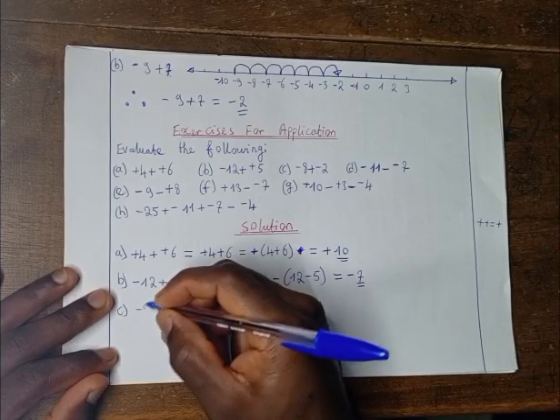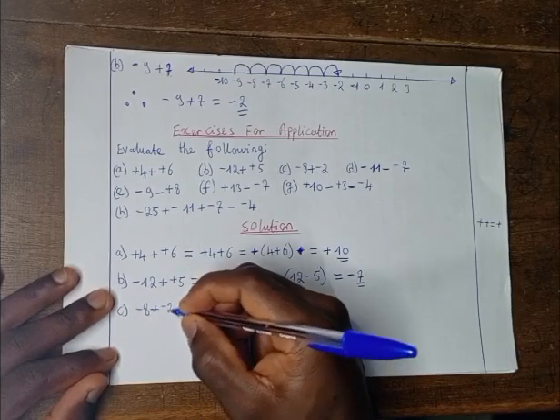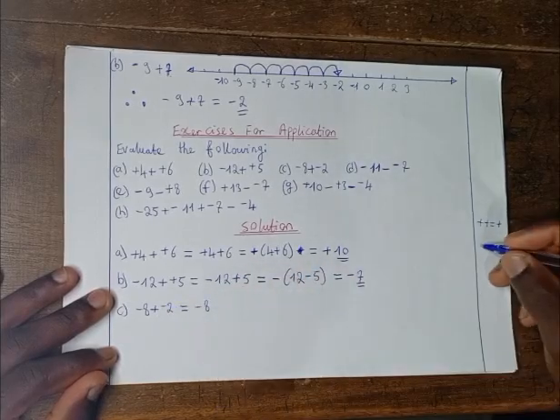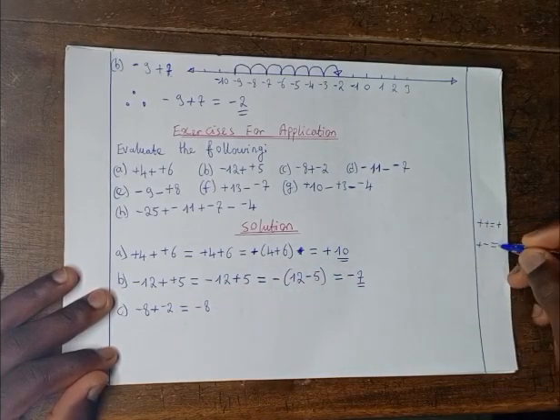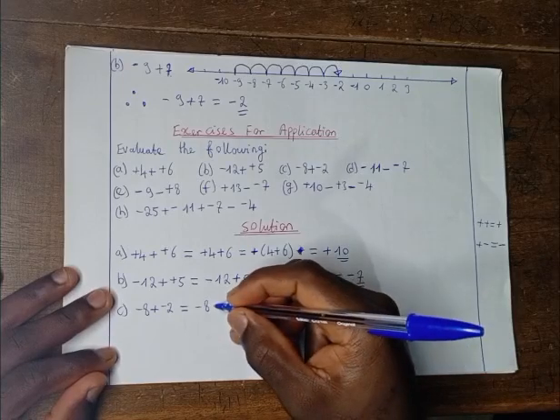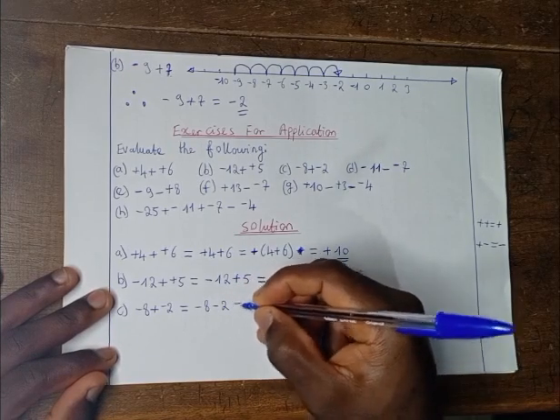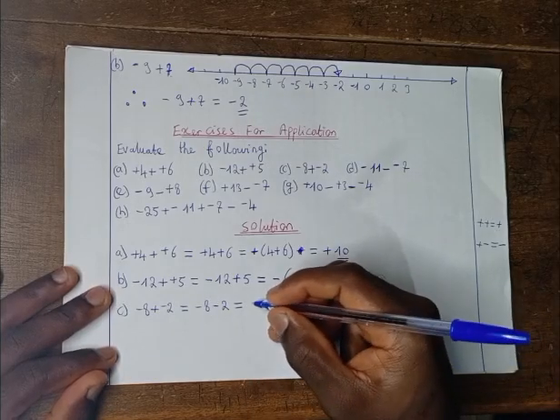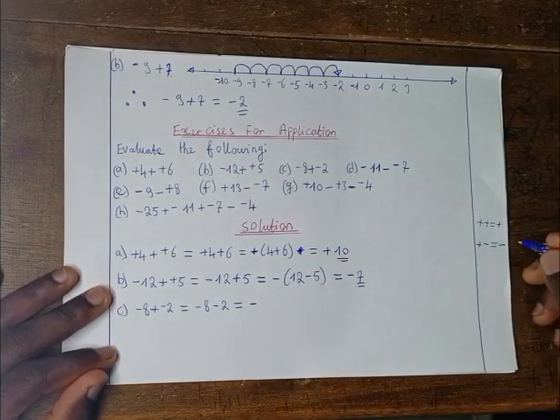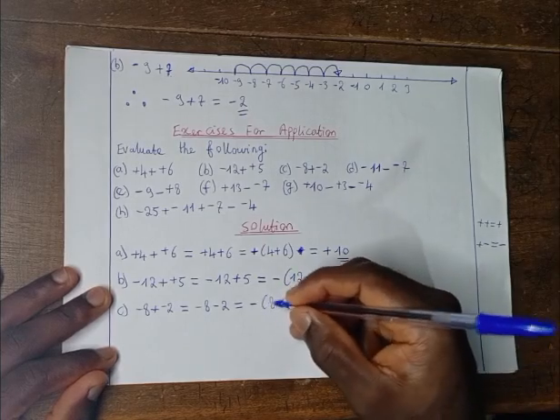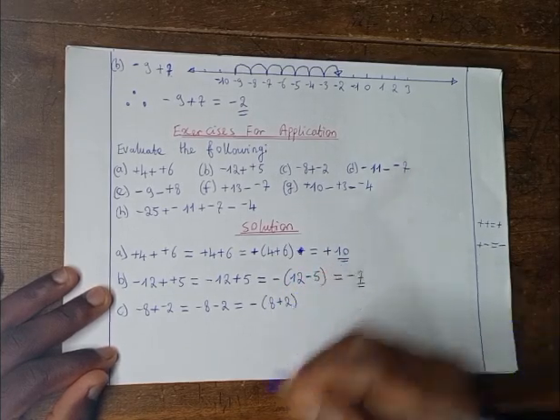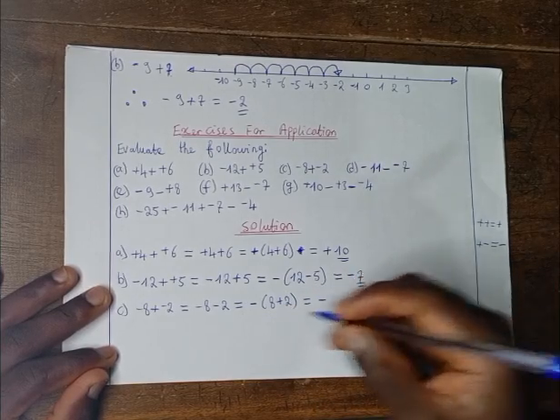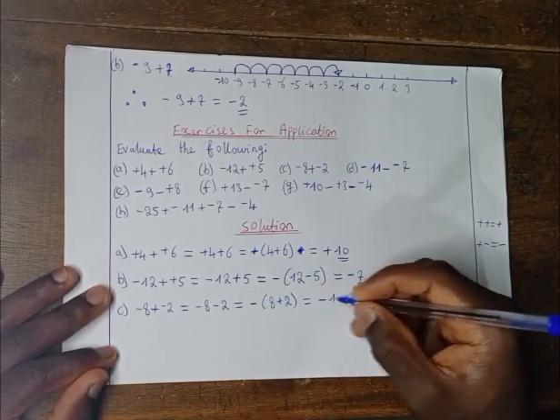Question C, we have negative 8 plus negative 2. This will simply be equal to negative 8. Here we have positive negative. Positive negative, the resulting sign will be negative. So negative 8 minus 2, which will simply be equal to, the negative sign is common, so we are going to write it out. Then we add the two numbers. So this will simply be equal to negative 10.